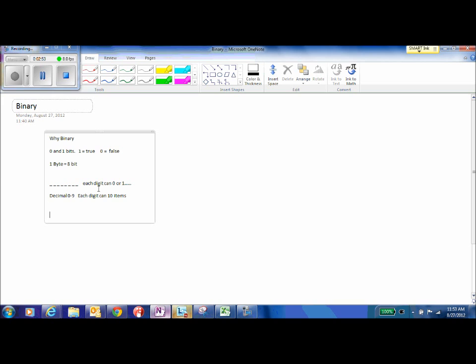So in this case, if I had the binary number 1010, this is equivalent to the decimal number 10. It's probably not a very good example to use because it looks exactly the same. Let's go back and use 1011, and that would be the decimal number 11. And I'll show you how that works.